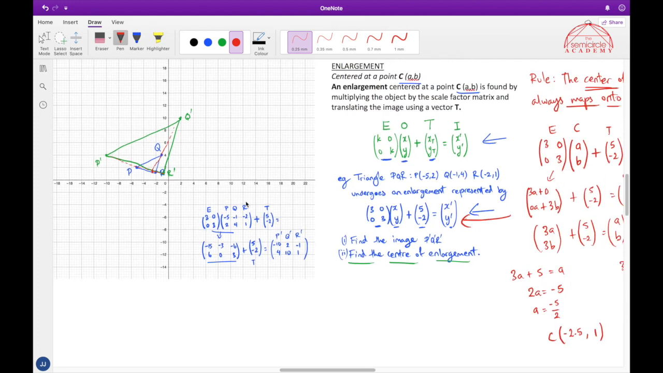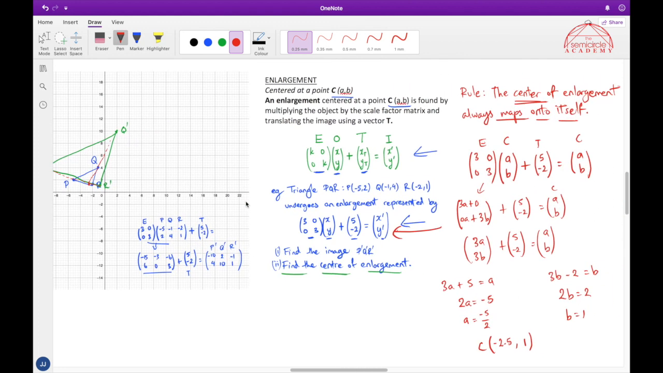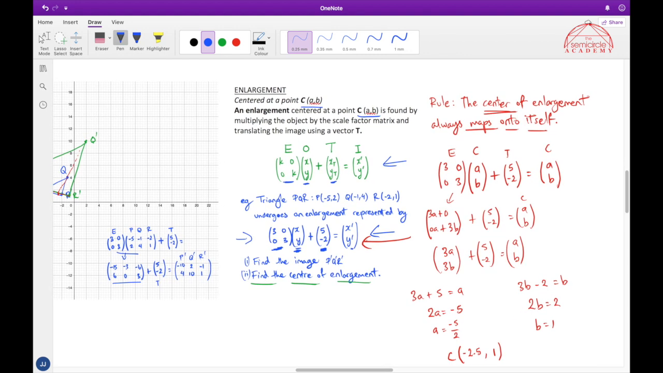So just to recap, when we are talking about the center of enlargement, where the point is not the origin, the point is some point AB, then we actually have to use a matrix equation where we have the actual normal story of multiplying the enlargement matrix by the object, but then we have to add some translation that is usually given, and that will give us our image.